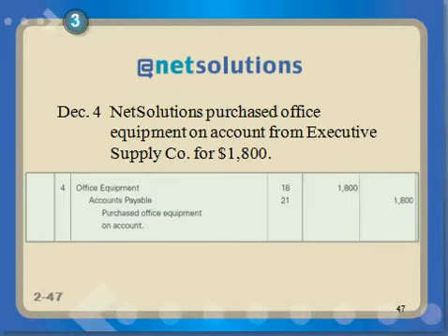The next thing that happened was Net Solutions purchased office equipment on account from Executive Supply for $1,800. So in this case, we create a new asset account called office equipment, and we give it a ledger number of 18, and we debit that account for $1,800, and we credit our accounts payable for $1,800, and below that we put purchased office equipment on account. And the post references again are added as we post those to the ledgers involved.